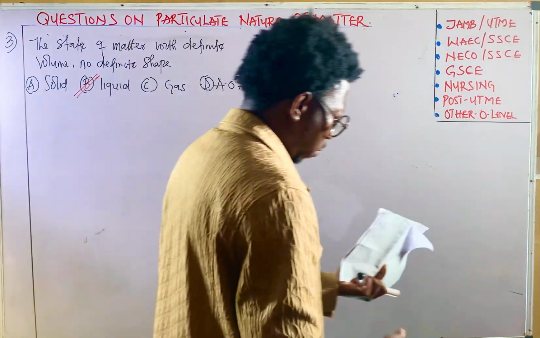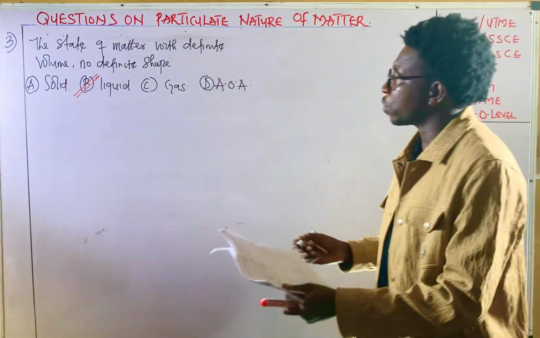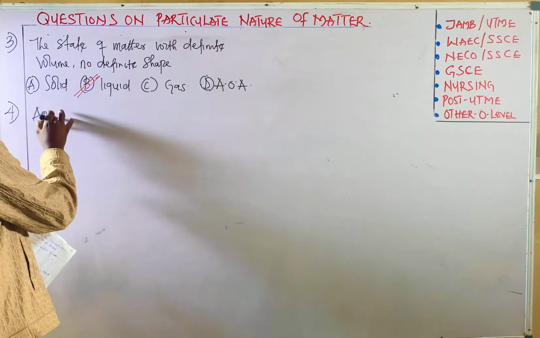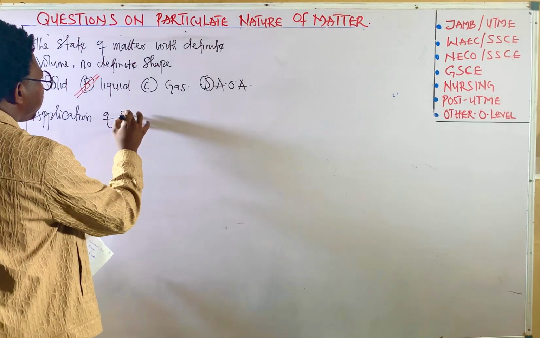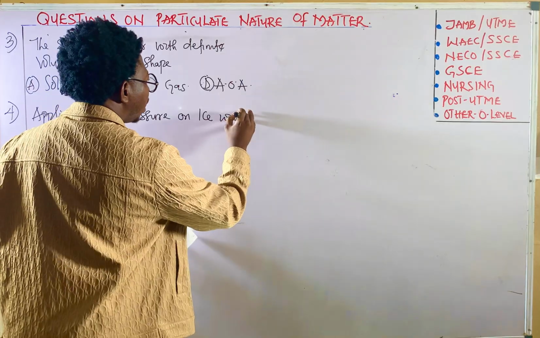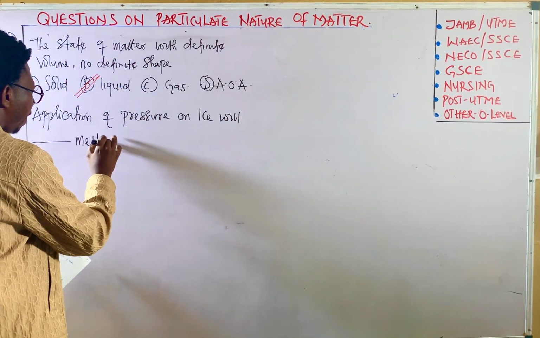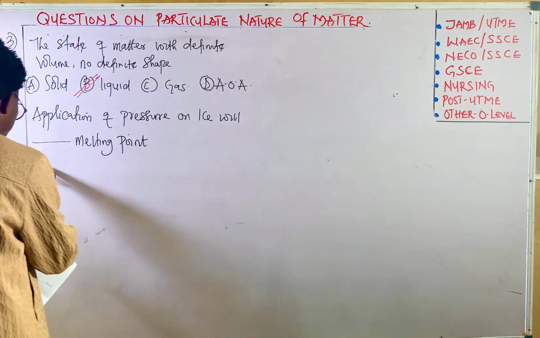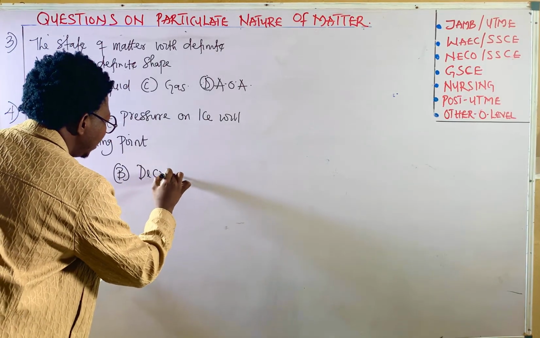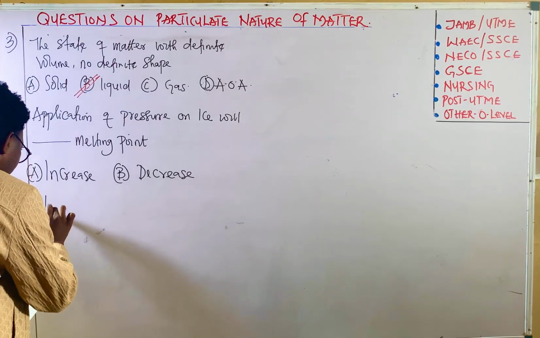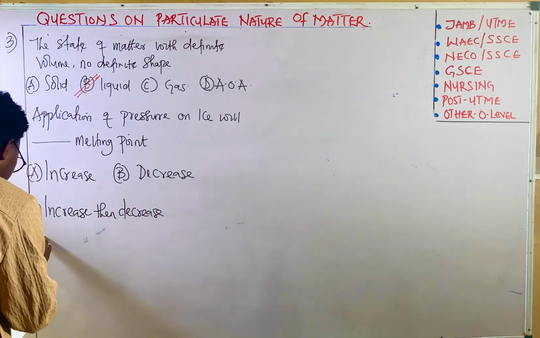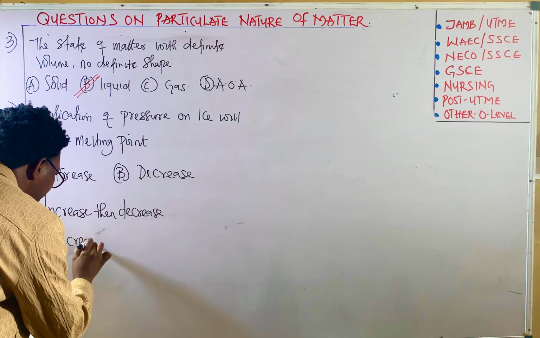So quickly, we move to the next question, which is question number 4. Now for question number 4, we have application of pressure on ice will dash melting point. Option A, increase. Option B, decrease. Option C, increase then decrease. Option D, decrease then increase.